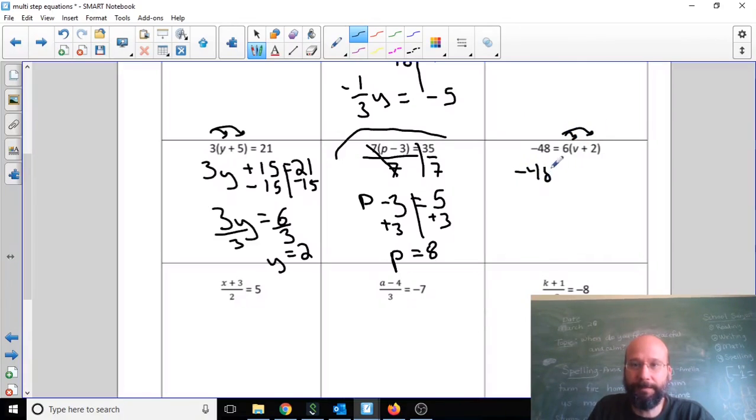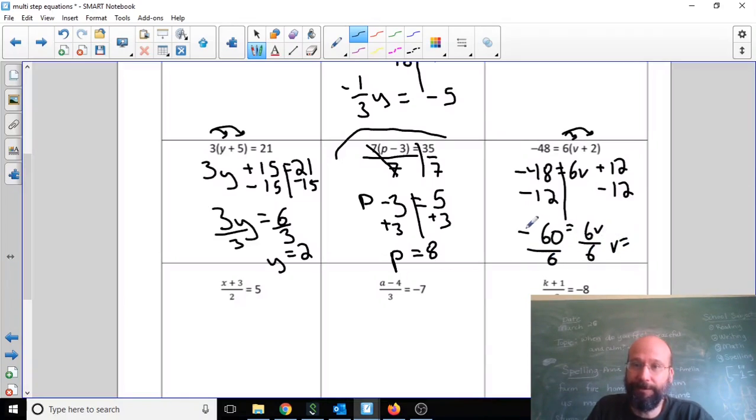So -48. 6 times v is 6v, 6 times 2 is 12. And then after you distribute, it just turns into a 2-step equation. So how do you move a plus 12 over? You subtract. -48 minus 12 is -60. And on this side you have 6v. This is multiplication. How do you move them? What's the opposite of multiplication? Division. And you have v equals -60 divided by 6 is -10.